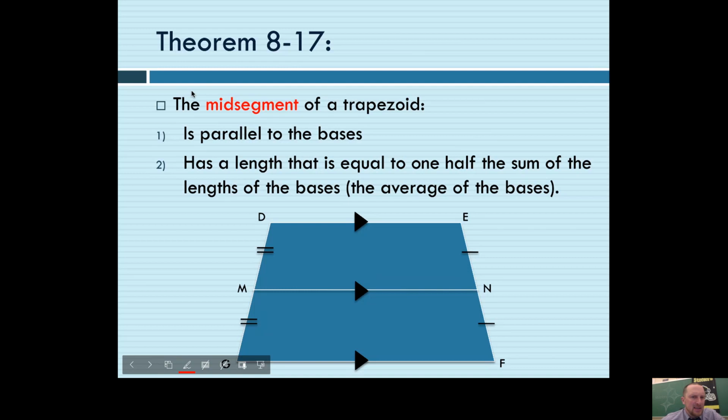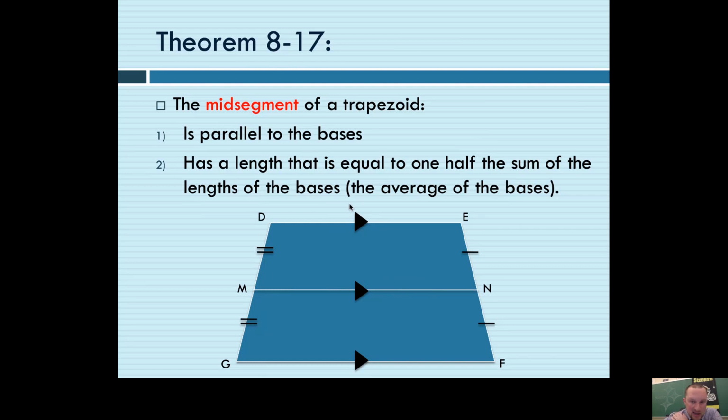Theorem 8.17 tells you what we know about mid-segments of a trapezoid. It's just like the mid-segment of a triangle. The mid-segment of a trapezoid is parallel to those two sides, those bases. So that's going to create congruent angles in our trapezoids. Also, the mid-segment length is equal to 1/2 of the sum of the lengths of its bases. So it's basically the average of the bases.